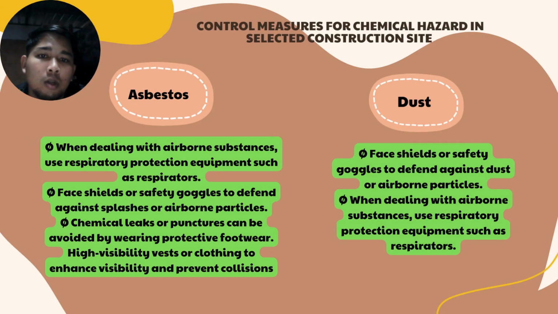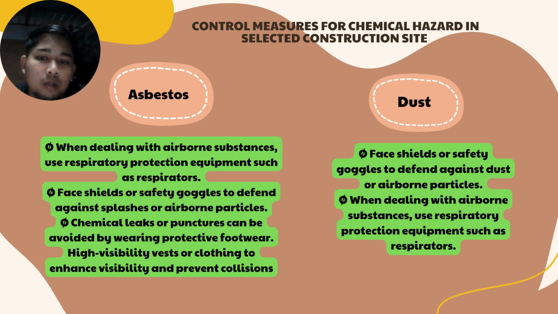Last, control measures for chemical hazards in selected construction sites. First is asbestos. When dealing with airborne substances, use respiratory protection equipment such as respirators, face shields or safety goggles to defend against splashes or airborne particles. Third, chemical leaks or punctures can be avoided by wearing protective footwear. High visibility vests or clothing enhance visibility and prevent collisions.